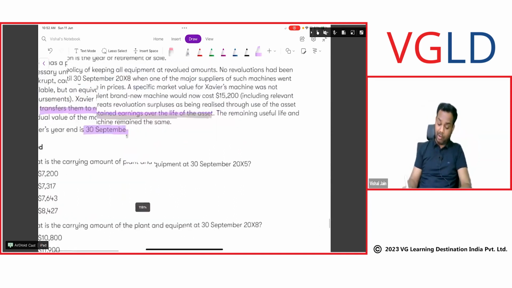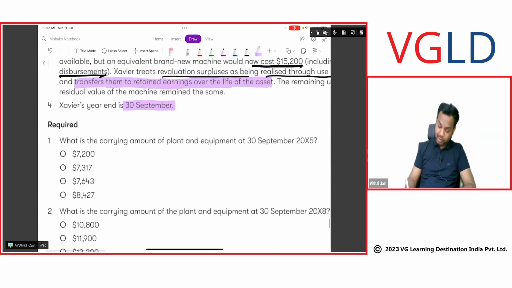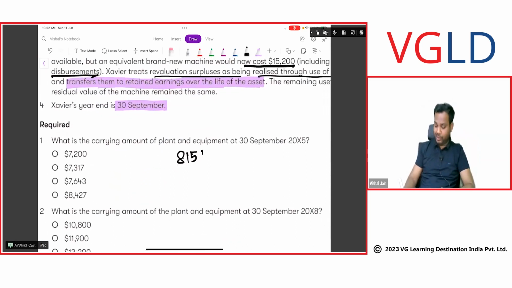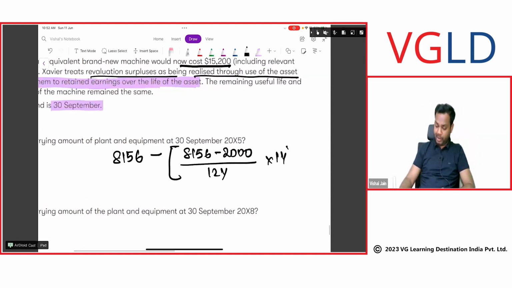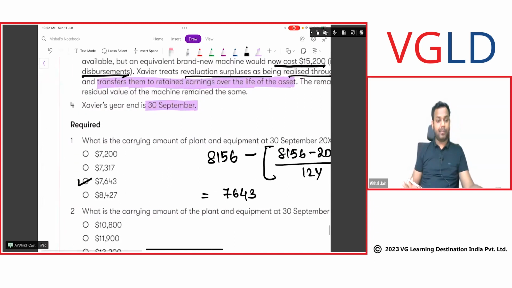What was the cost of the machine? The cost of the machine was 8156. What is the depreciation? Depreciation will be 8156 minus residual value of 2000, over 12 years, and only 1 year has passed. So the value is 8156 minus (8156 minus 2000) divided by 12, which is 7643. So this is the answer. Clear?